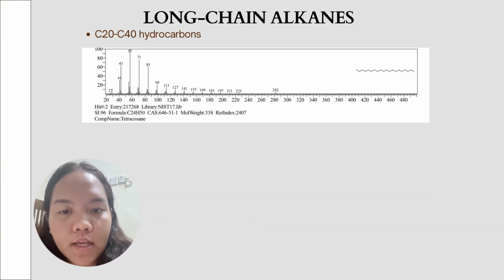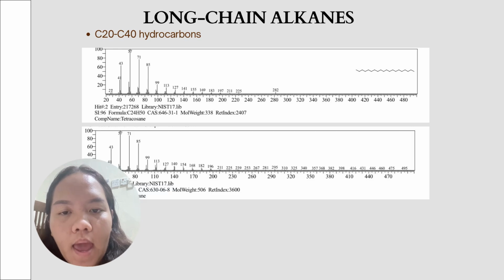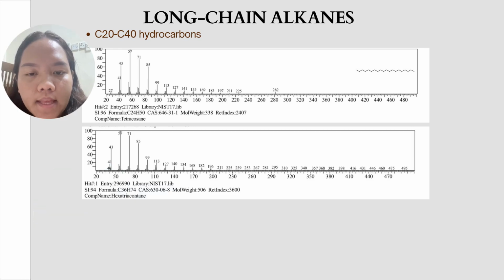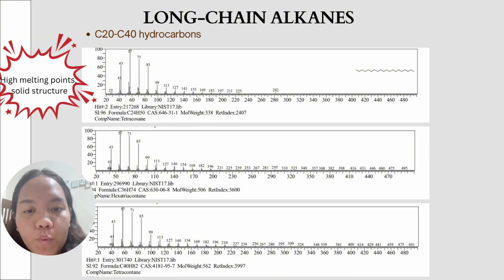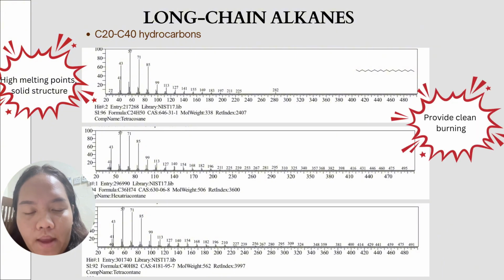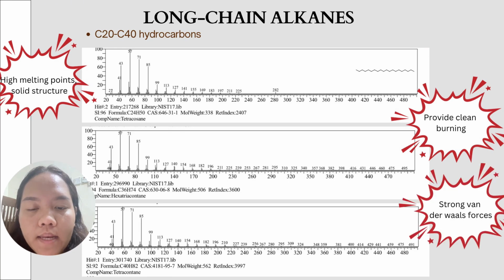Long-chain alkanes such as tetracosane, hexatriacontane, and tetracontane are saturated hydrocarbons with a carbon chain between 20 and 40 atoms. These compounds also have a high melting point. They are responsible for the firm structure of the candle and contribute to a clean, steady flame. These compounds have strong intermolecular forces, strong van der Waals forces, making them solid and waxy at room temperature.